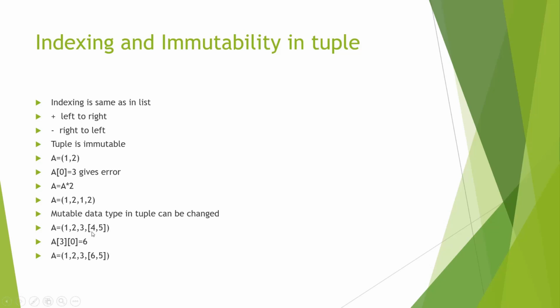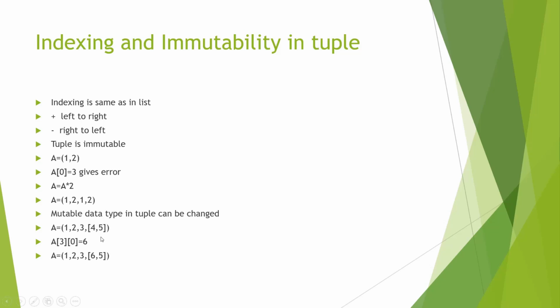Now one other important thing is, within a tuple, if we use a data type which is mutable, then the value in that mutable data type can be changed within the tuple. For example, here we are using a tuple A, we're storing the integers 1, 2 and 3, and then in the 4th place we are using a list. Because I said we can use different data types in a tuple, we can use a list, an integer, a boolean, a string. So here we are using a list.